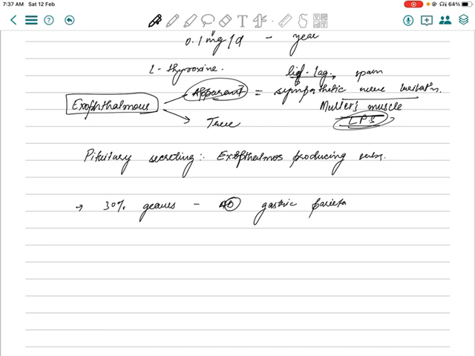A high titer of thyroid antibody is found in one third of the cases. So in one third of the cases, which is around 30% only, there is antibody against the gastric parietal cells. So that's about it for this session.